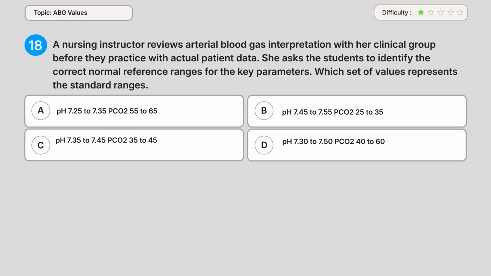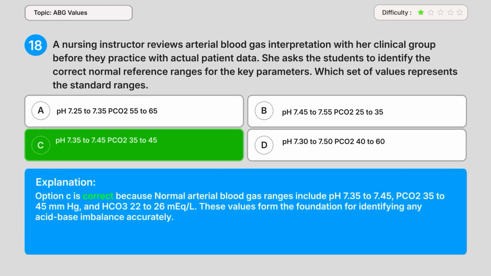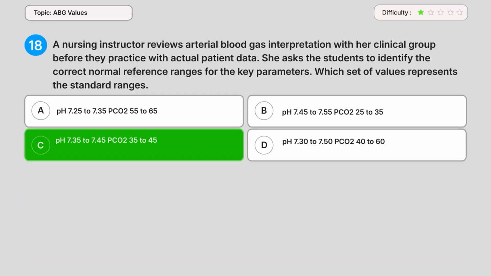Correct answer. C. pH 7.35 to 7.45, PCO2 35 to 45. Normal arterial blood gas ranges include pH 7.35 to 7.45, PCO2 35 to 45 mmHg, and HCO3 22 to 26 mEq/L. These values form the foundation for identifying any acid-base imbalance accurately.